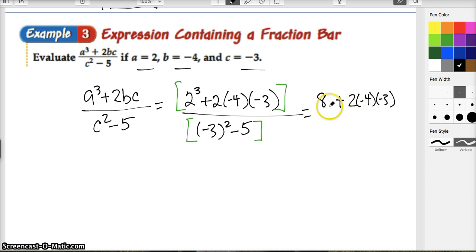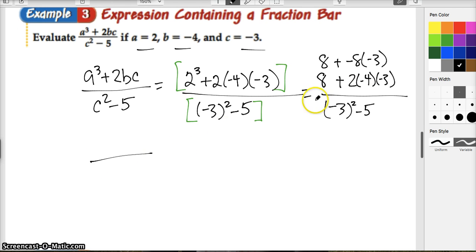Now I'm going to go through and multiply, not add. Multiplication supersedes addition. So at the top, this is going to become 8 plus 2 times a negative 4 is a negative 8. And I'm going to multiply that times negative 3. And then I'm going to just focus on one area first. So I'll leave this alone for a second, and I'll continue on down here. My numerator here becomes 8 plus negative 8 times a negative 3 is a positive 24. And so now that I've finished that, I'm going to now finally come down and deal with my denominator.